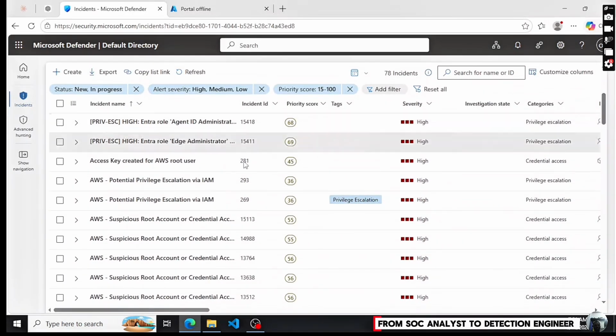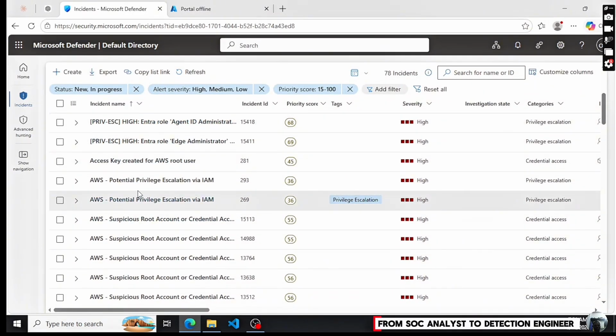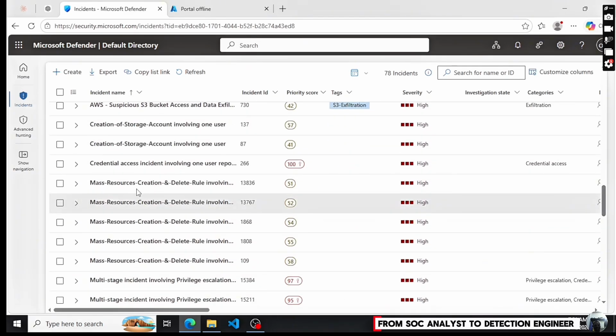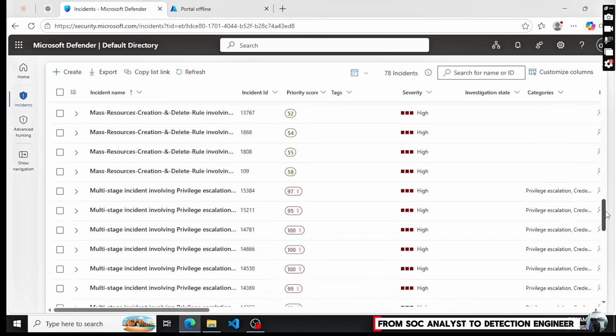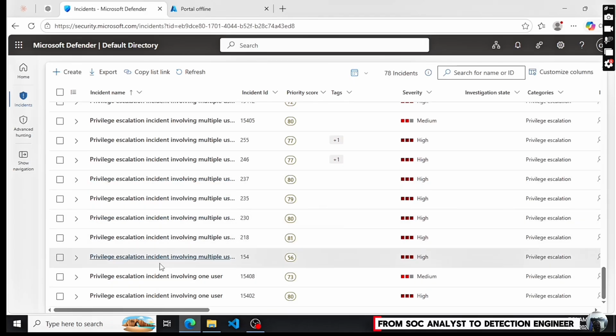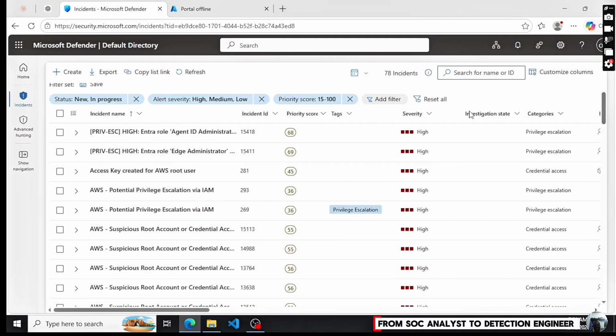And as you can see from the incidents, we have privilege escalation here, we have alerts from AWS, we have from Azure, we have suspicious root accounts, credential access. You see, we have mass resource creation and deletes. Then we have multi-stage incidents involving privilege escalation. Now we have a lot of incidents, about 78 incidents. Which one will you actually investigate first?